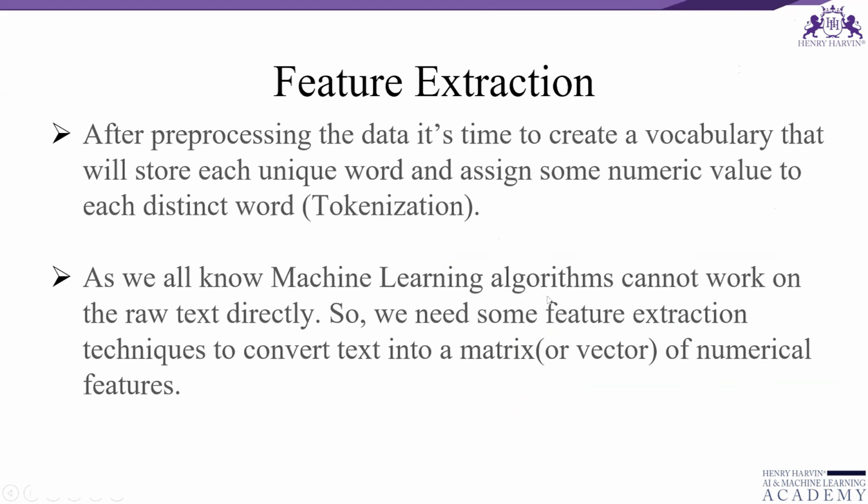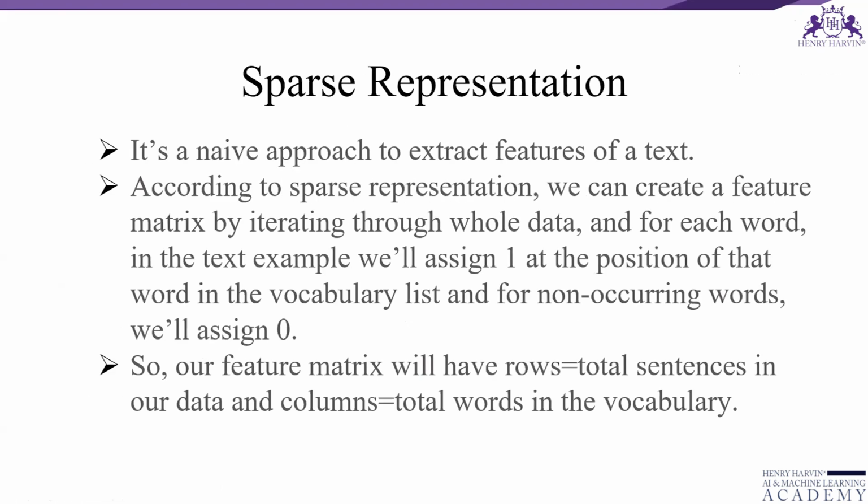So we all know that machine learning algorithms cannot work on the raw text directly. So we have to use some feature extraction techniques to convert text into a matrix or vector of numerical features, right? So it's a naive approach to extract features of a text. According to this sparse representation, we can create a feature matrix by iterating through the entire data. And for each word in the text example, we will assign 1 at the position of the word in the vocabulary list. And for non-occurring words, we will assign 0. So our feature matrix will be having rows equal to total sentences in our data, and columns equal to total words in the vocabulary.